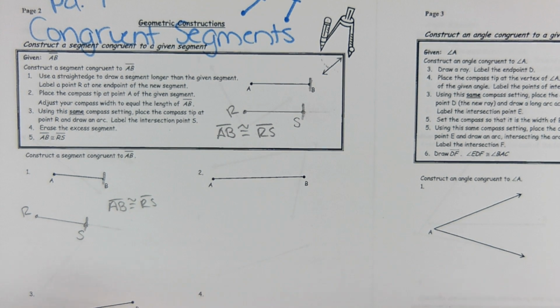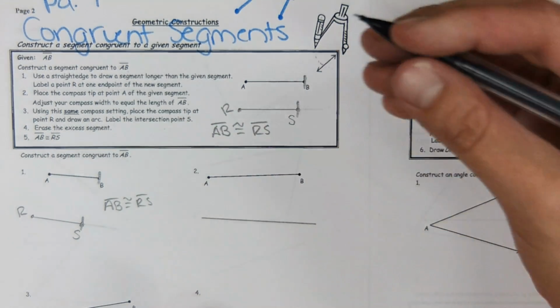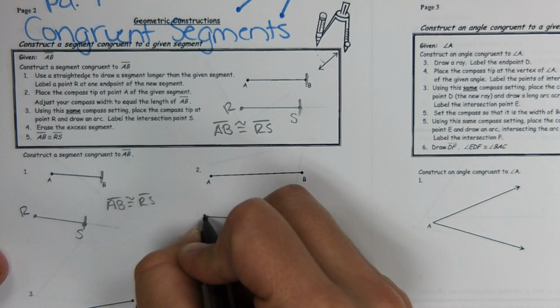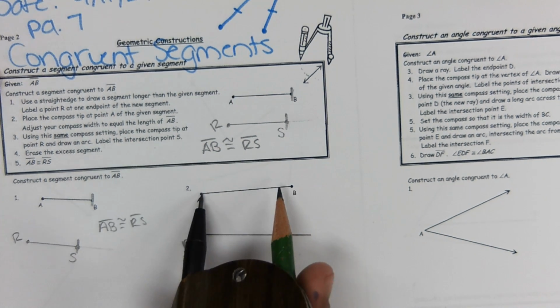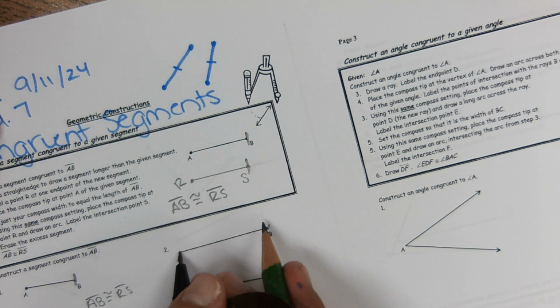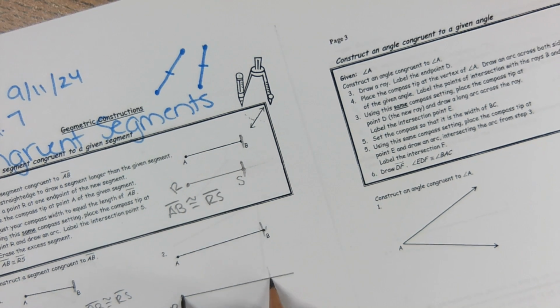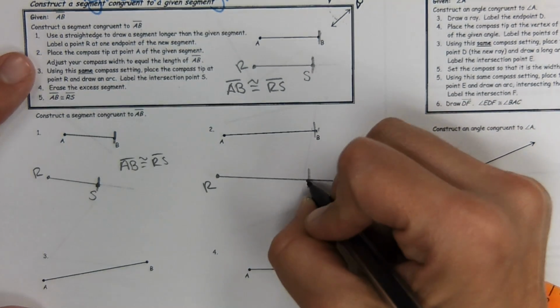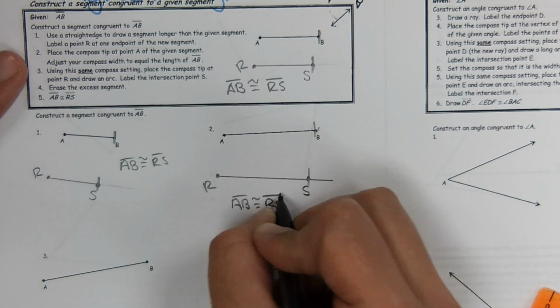Okay, now we repeat. If you're comfortable and want to work at your own pace, you can. I'm going to keep walking through the steps because I know not everyone is at a point where they're ready to work independently. Okay, then I'm going to measure the distance between AB. Make a mark. And then put it on R, make the same mark. This is S. AB is congruent to RS.